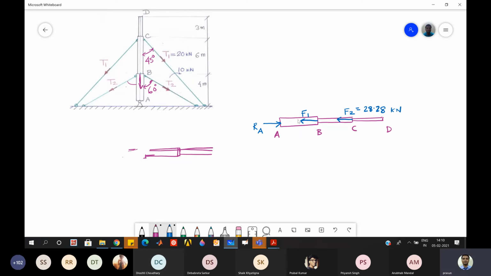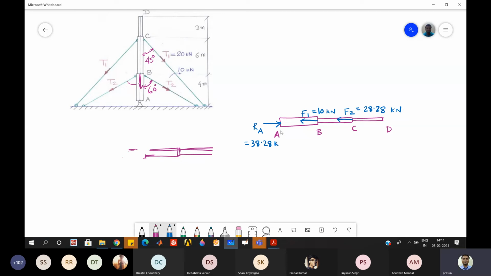And what will be F1? F1 is T2 cos 60, and from here also T2 cos 60, and that will become 2 times 10 cos 60, and cos 60 is 1 by 2, so it will become 10 kilonewton. And this will be RA, the sum of these two, F1 plus F2, which will be 38.28 kilonewton.